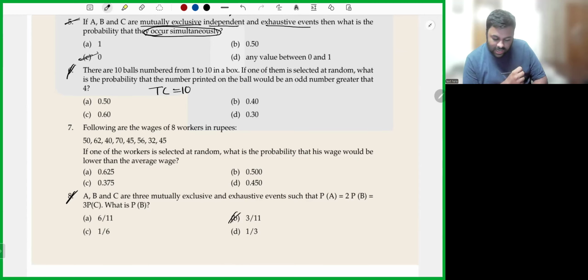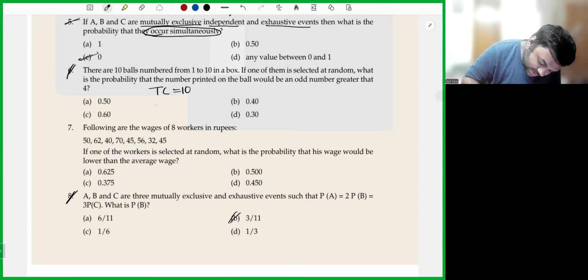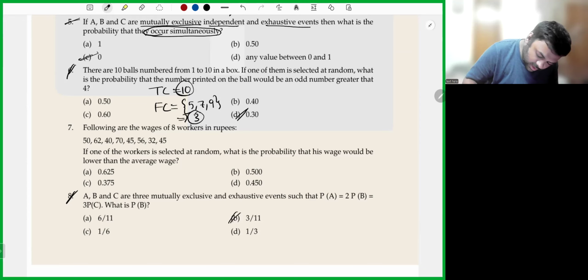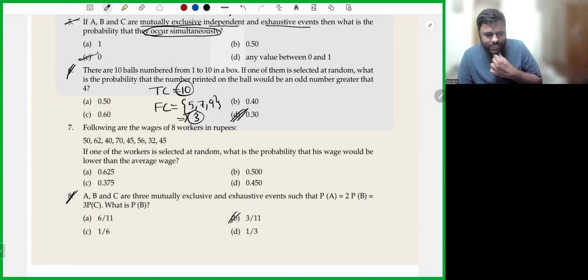If one of them is selected at random, what is the probability that the number would be an odd number greater than 4? Okay. Favorable cases. What are odd numbers greater than 4? 5, 7, 9. So favorable cases are 3. Total cases are 10. So probability is 0.3. 3 by 10 is 0.3.